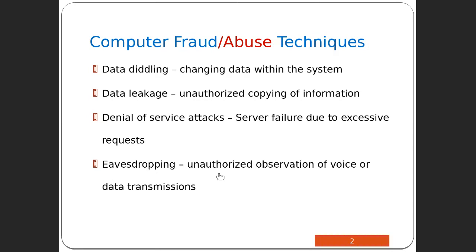The next is eavesdropping, which is unauthorized observation of voice or data transmission. The word eavesdropping means you're listening in to something or looking into something which you're not supposed to. Two people are talking and you're outside the room and you're listening. This is eavesdropping. You could do that with phone conversations. You could do that with data transmissions where two people are exchanging voice or data and you're just hacking in there and listening in. This is called eavesdropping.